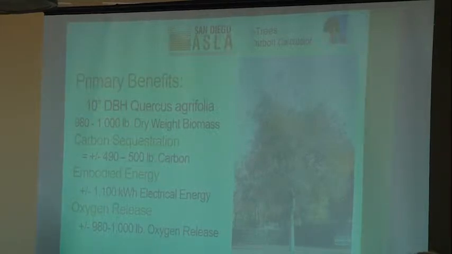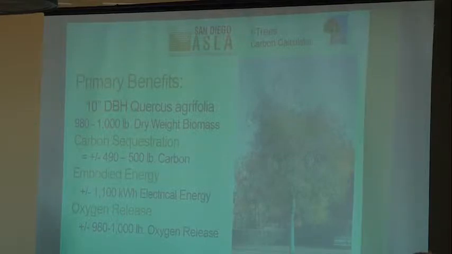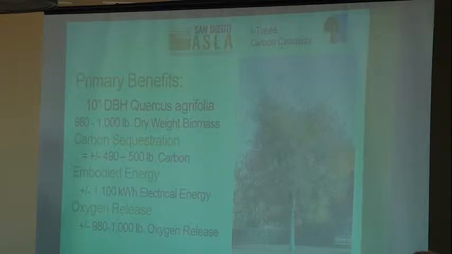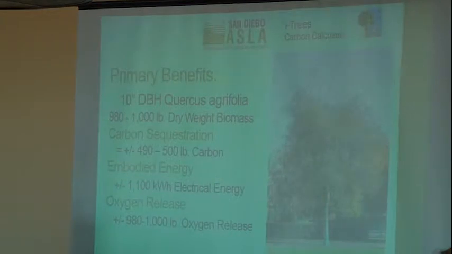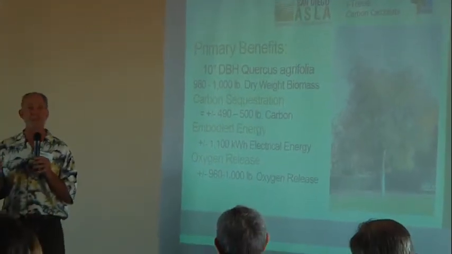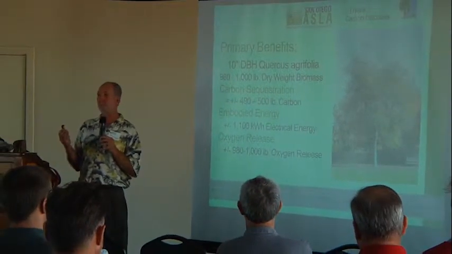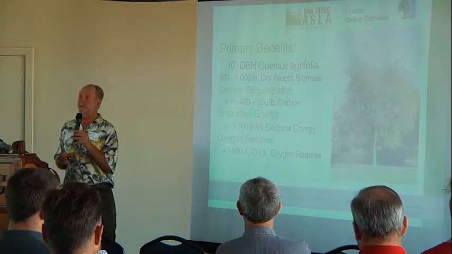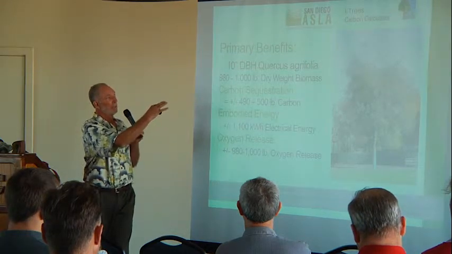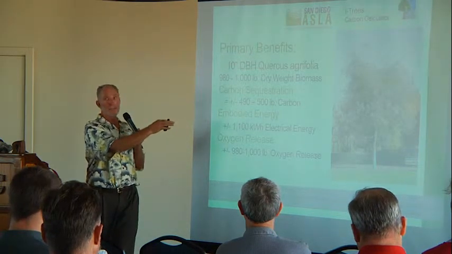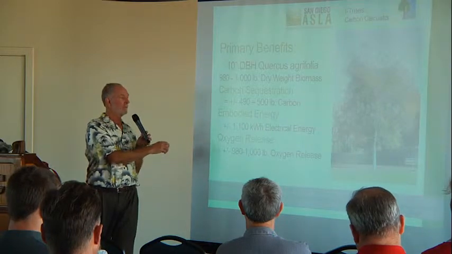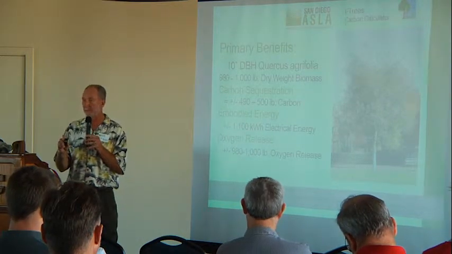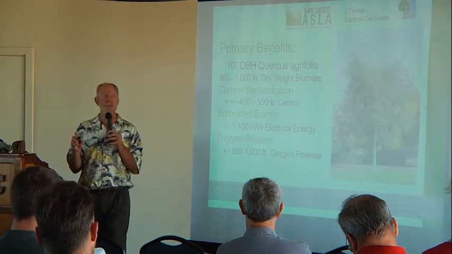But for this particular tree, 10-inch diameter breast height, i-Tree says, hey, 980 to 1,000 pounds of dry weight biomass, canopy, stems, and roots. And so we have now the beginnings of an industry standard and framework to apply to some of our projects. And in that, we can take that weight and convert it into the stored carbon, the potential energy value it represents, and the oxygen benefit to the landscape. And that's just for that one tree.